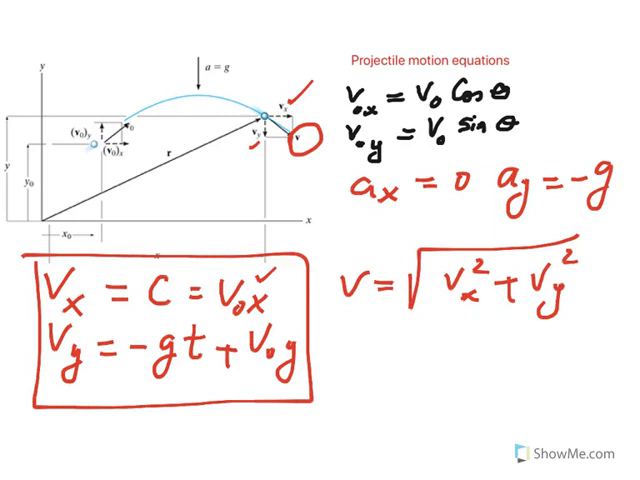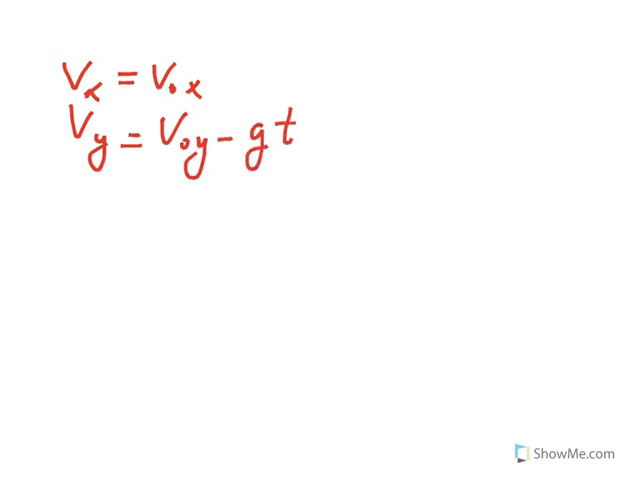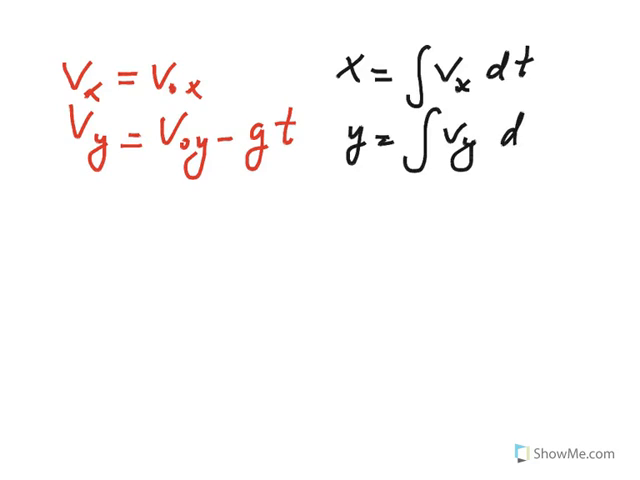So now remember that we have vx equal to v0x, and we have vy equal to v0y minus gt. So how do we go about finding x and y? All we have to do is integrate. So x is the integral of v sub x, and y is the integral of v sub y. So if you integrate v sub x, the integral of v sub x is v0xt plus a constant, and that constant actually is the initial position of the projectile based on the reference.